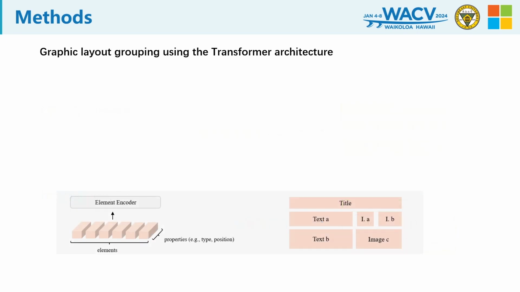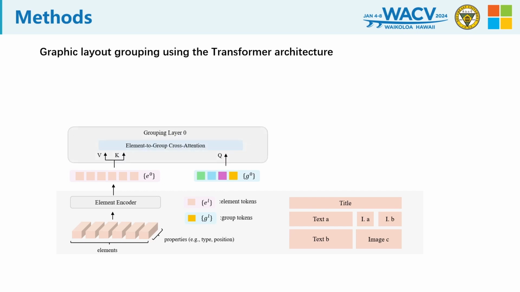Before the first layer there is an element encoder. We represent each element with properties like type and position in the embedding space by concatenating the property embeddings, and use the element encoder to convert them to corresponding element tokens. Then, for each grouping layer, each layer L contains a transformer-based block with learnable group tokens GL.